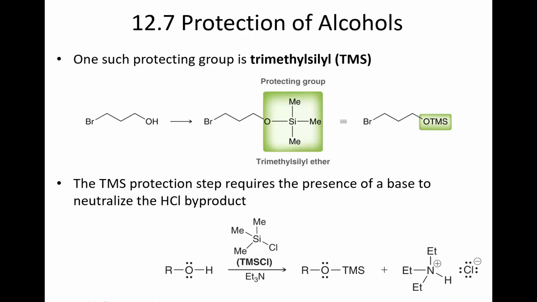Sometimes it's necessary to protect certain functional groups, and the first protecting group we're going to look at is the trimethylsilyl or TMS protecting group for alcohols. So let's say, for example, we have an organic substrate that has more than one functional group, such as this one here. It has both an alkyl halide and an alcohol.